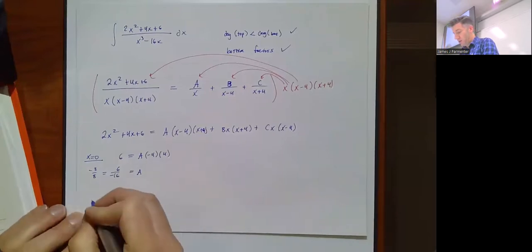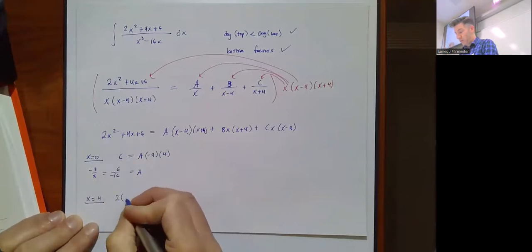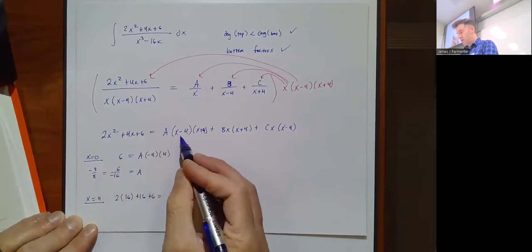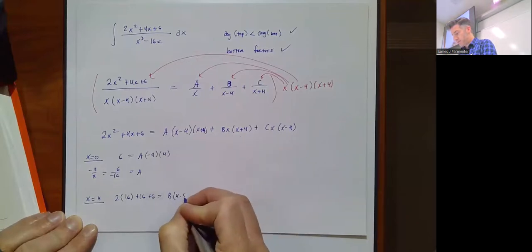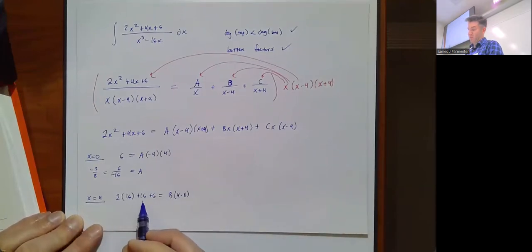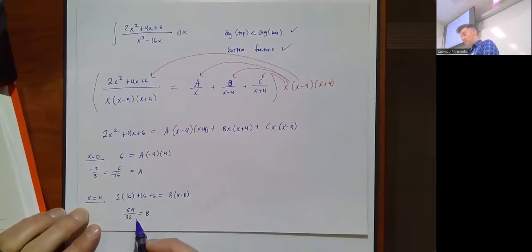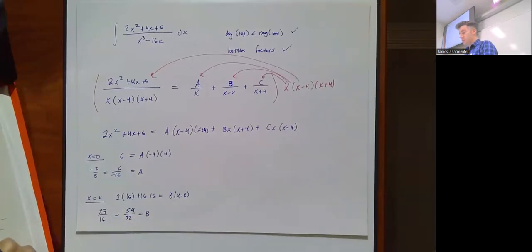Same deal for the other two. I'm going to plug in x equal to 4. And let's see, on the left-hand side, I'm going to get 2 times 4 squared plus 4 times 4 plus 6 equal to a times 0 plus b times 4 times 8 plus c times 0. So simplifying, I've got 32 plus 16 is 48 plus 6 is 54. I'm going to divide by 32 to get b, and I should reduce that. Let's see, that's 27 over 16. The numbers don't matter. I mean, they matter, but they don't matter that much.